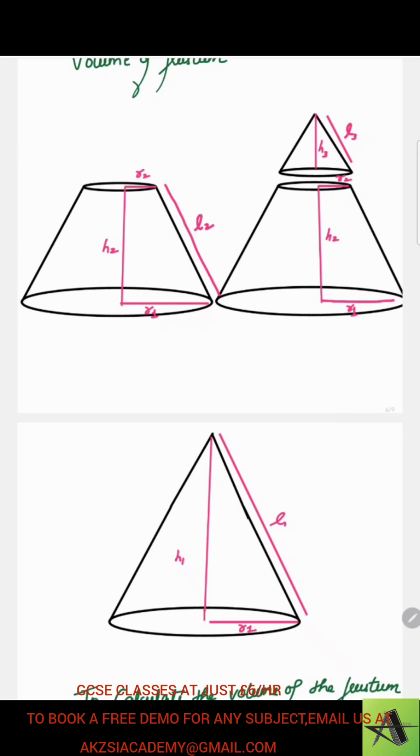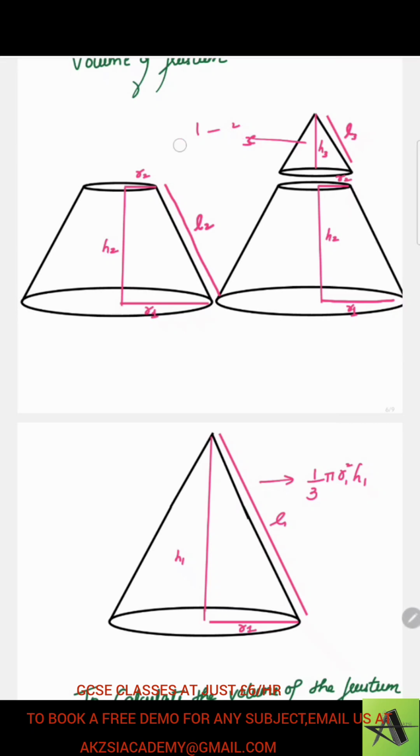So we know that the volume of a cone is 1/3 pi r squared h. This is always 1/3 the volume of the cylinder having the same radius and height. So the volume of this cone is 1/3 pi r1 squared h1. And the volume of this smaller cone is 1/3 pi r2 squared h3. And I just need to subtract them. This will give me the volume of the frustum.